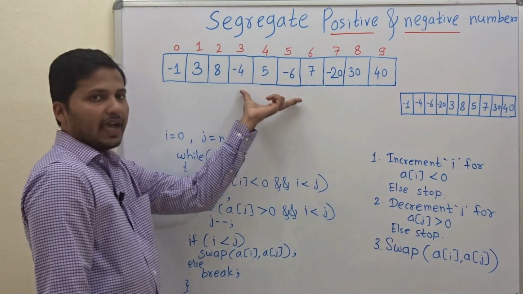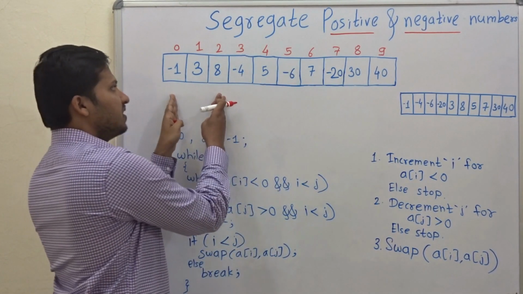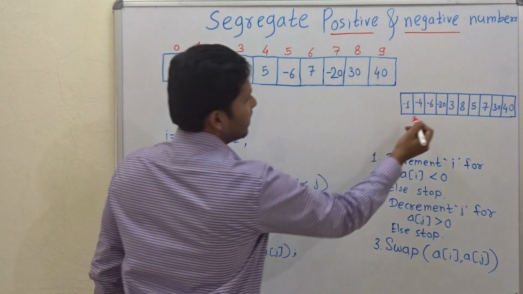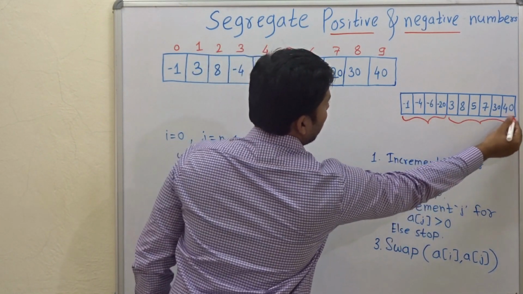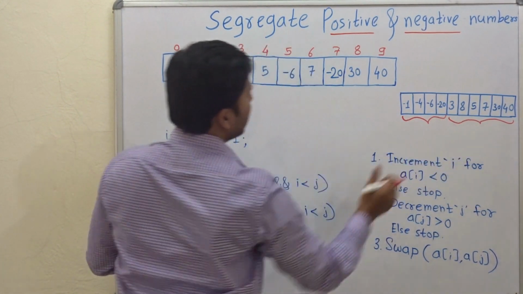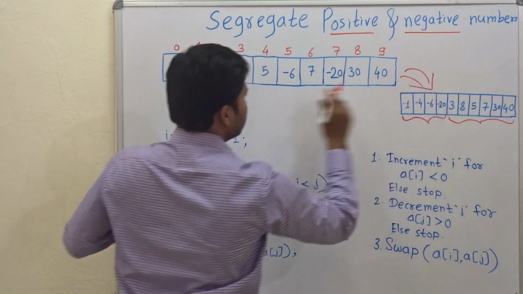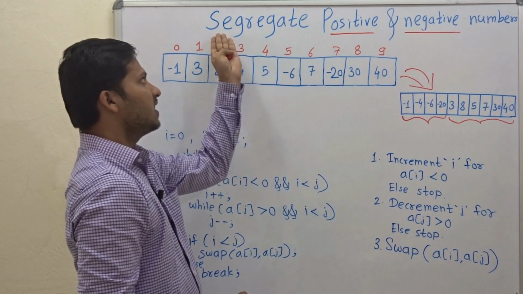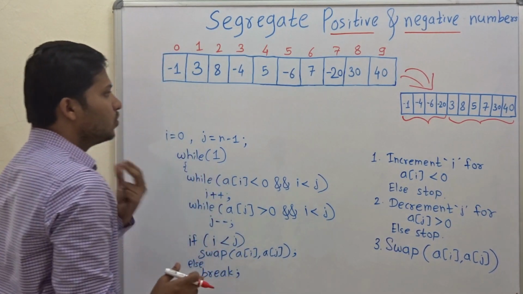If this is the array, then we have to collect all the negative elements together and all the positive elements together. For example, in this array, all the negative elements are collected together and all the positive elements are collected together at the other side. So this array has been converted into this array in which we have segregated positive and negative numbers. Okay, so let's see how to do this.